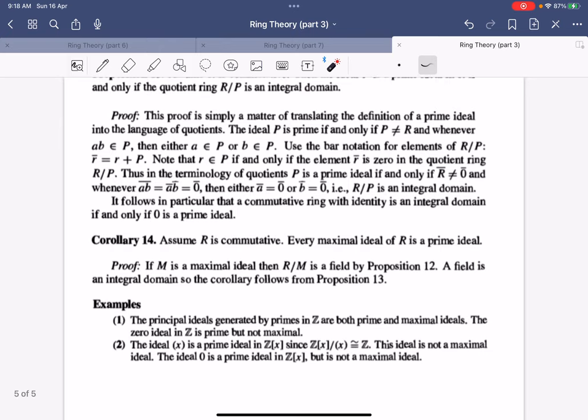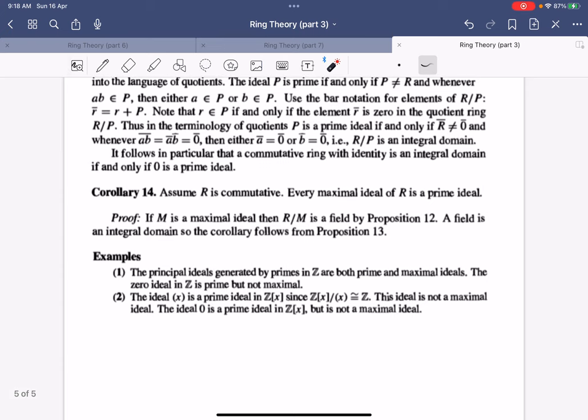So in particular, a commutative ring is an integral domain if and only if 0 is a prime ideal. And by that, a corollary will be every maximal ideal is prime. And we see that if M is a maximal ideal, then the quotient is a field, and since fields are integral domains, it must be that M is prime.